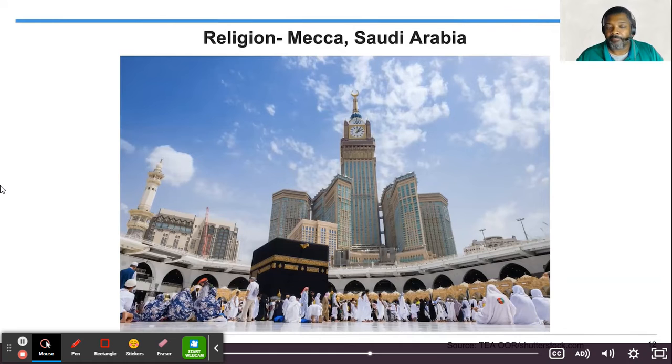Religion. Mecca, Saudi Arabia is one of my favorite cities to talk about as a great example of this. Mecca is the holiest city of Islam. Here you have pilgrims from all over the world that come over to visit because of its religious significance.